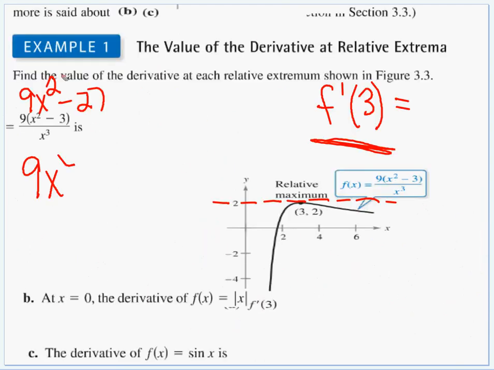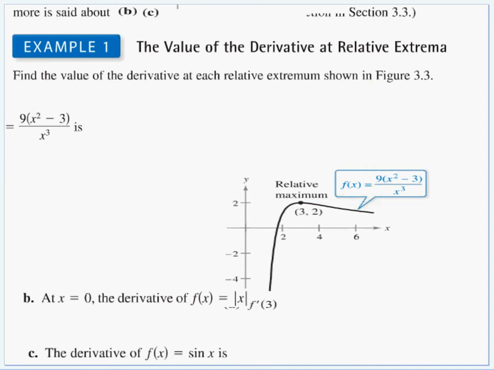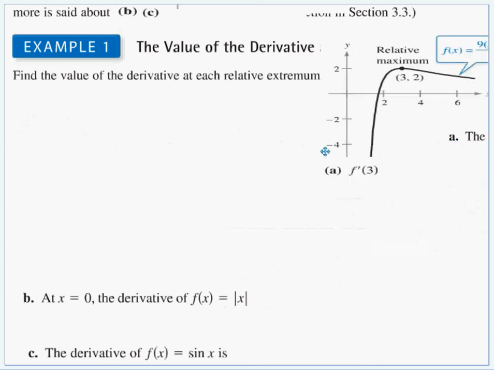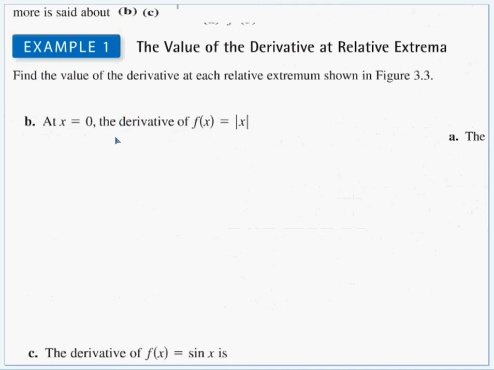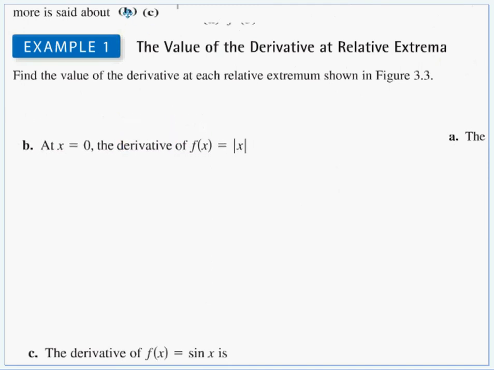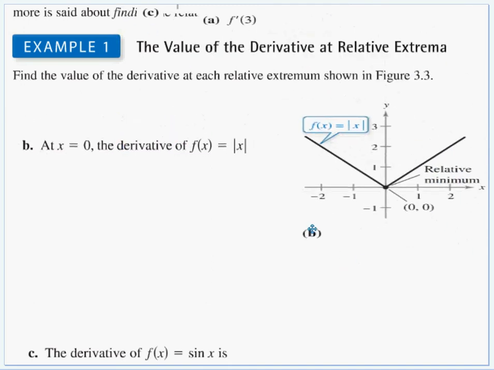All right, let's see what letter B looks like. Get that out of here. We don't need this anymore. At x equals 0, what is the derivative of the absolute value of x? Make that look a little better. There we go.